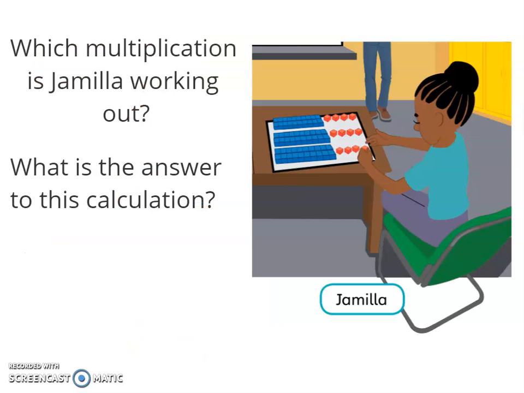And that takes us to question 1b from our textbook. And in this case, we're looking at Jamila, and we're asking which multiplication is Jamila working out. So we can see she's using her base 10 model for this. And then once you've worked out what calculation she's working out, can you actually work out what the answer is going to be? So pause the video now, go to your textbook, and I want you to try and solve question 1a, which calculation is Max working out, and is his answer correct? And then 1b, which is what multiplication is Jamila working out, and what is her answer to that calculation?